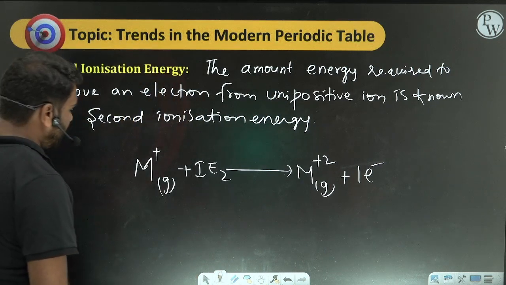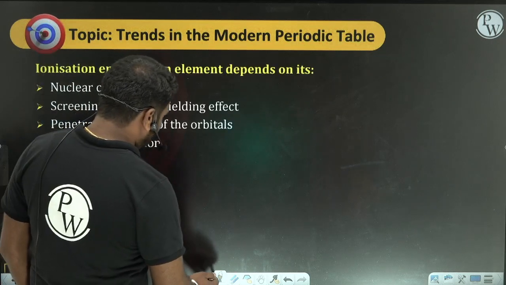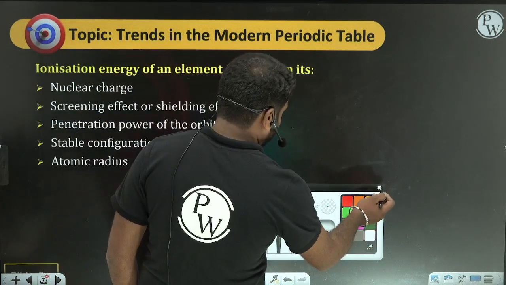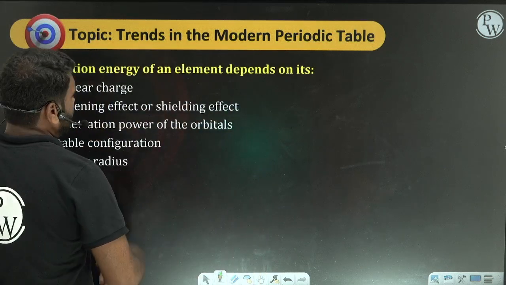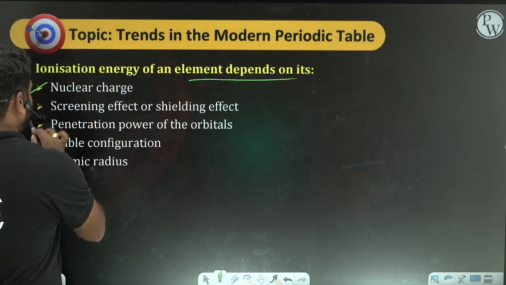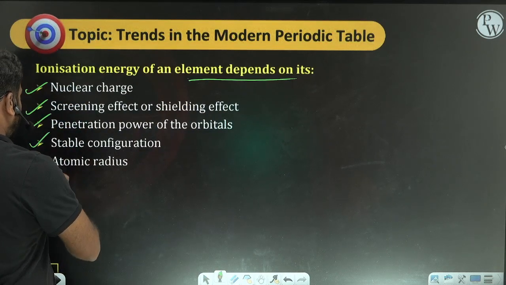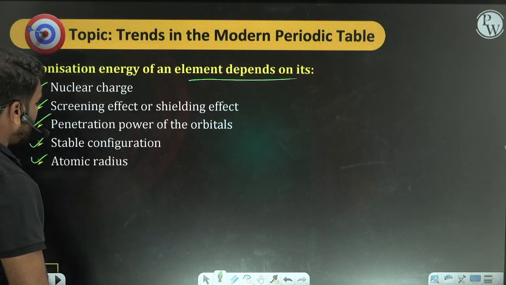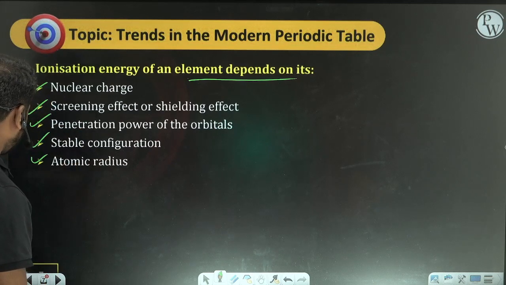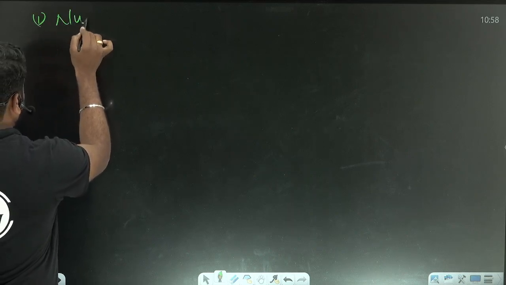Now, so we are going to discuss about factors affecting on or what? Ionization energy. Ionization energy of an element depends on its nuclear charge, screening effect, penetration power, stable configuration and atomic radius. So we'll see one after one. So nuclear charge. So the first one is what beta? Nuclear charge.